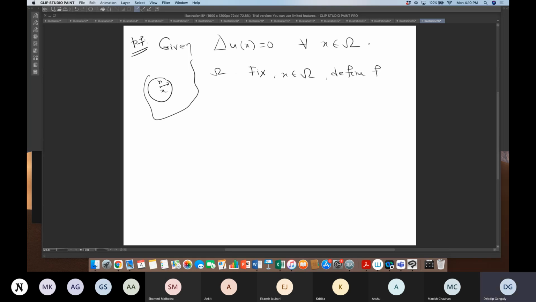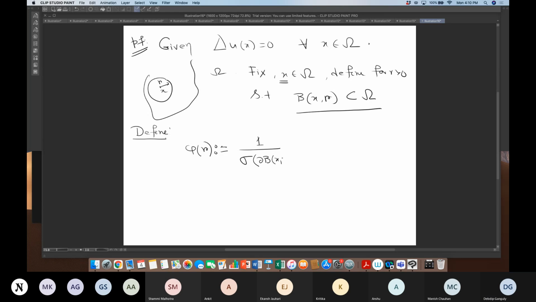Define, for r positive, any r such that B(x,r) is sitting inside omega. It doesn't matter whichever r you take such that B(x,r) sits inside omega, it will have the same u(x). That's the theorem. Now define a function phi(r), because I have fixed x in omega. It is defined as 1 by sigma, which means the surface measure, an n minus 1 dimensional measure, less than Rn, of the integral over the boundary of B(x,r).